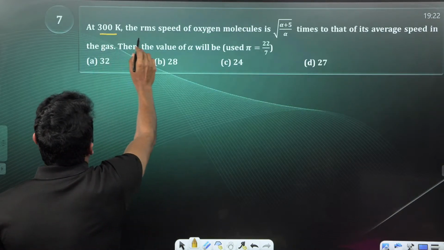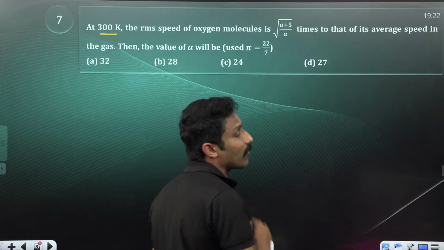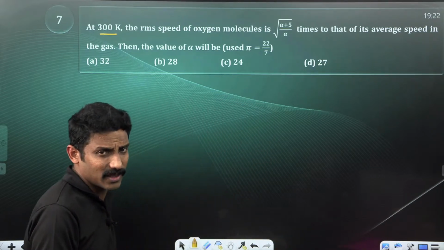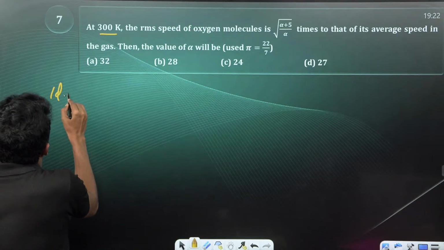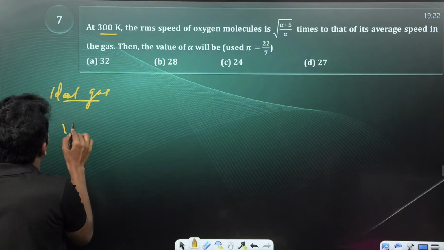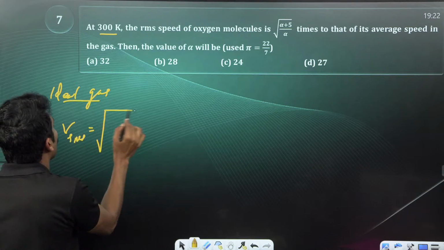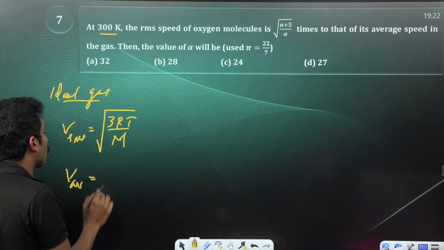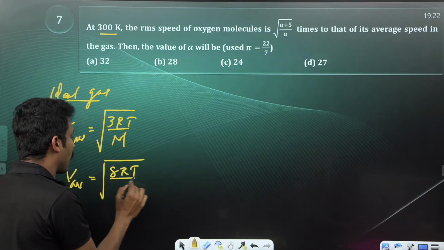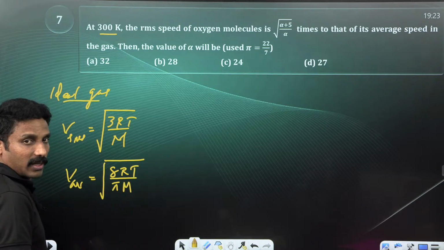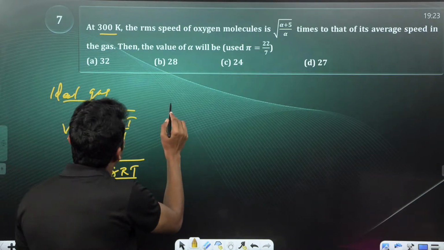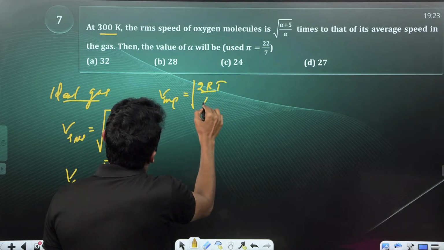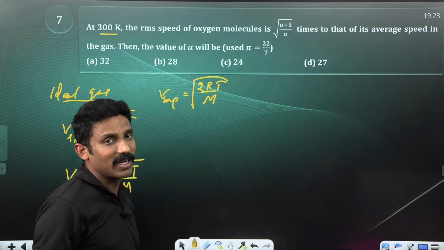Okay, seventh one, listen. At 300 Kelvin, the RMS speed of an oxygen molecule is root of (alpha plus 5) divided by alpha times that of its average speed in the gas. Students, in the case of an ideal gas, we have 3 speeds. The RMS speed formula is root of 3RT divided by molar mass. The average speed formula is root of 8RT divided by pi M. And there is the most probable speed, VMP, which is root of 2RT by M. These 3 speeds are there in the case of an ideal gas.